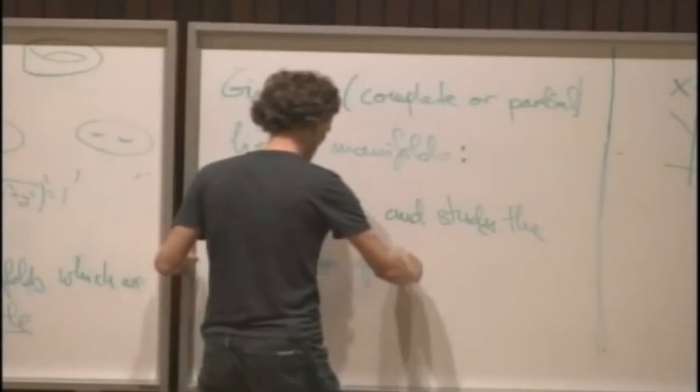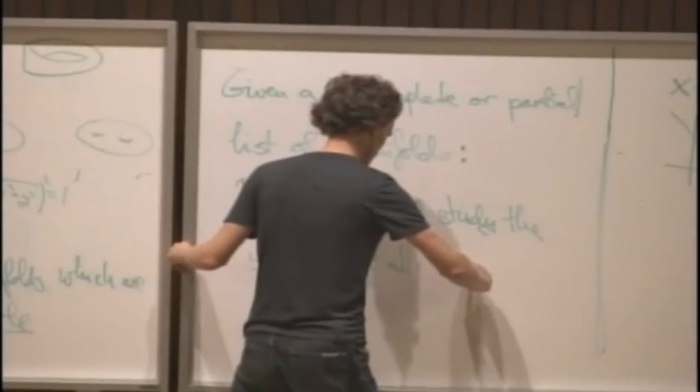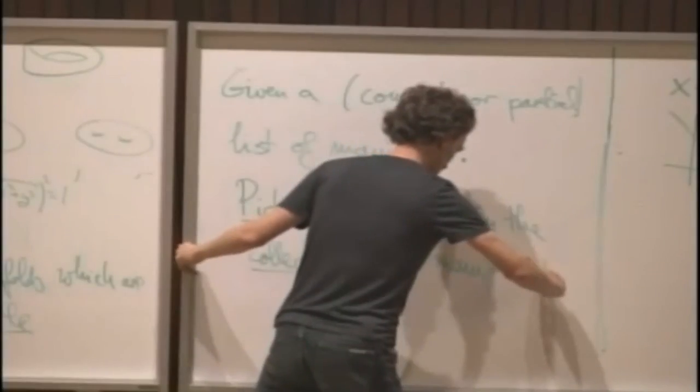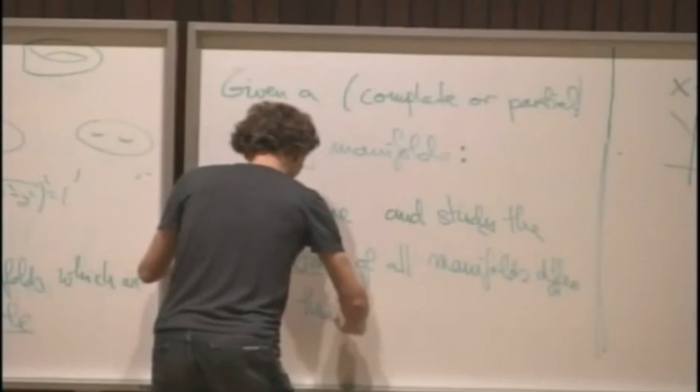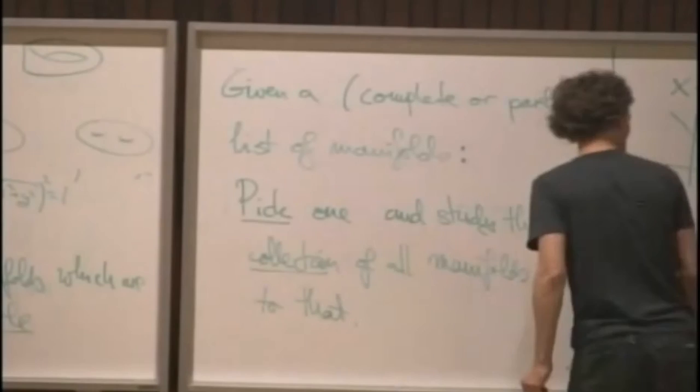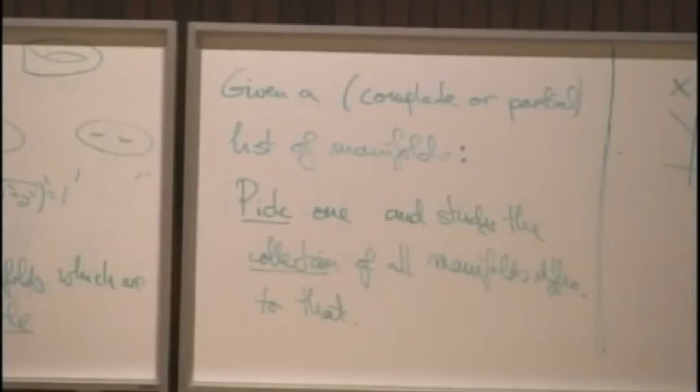The collection of all manifolds diffeomorphic to that. Well, there are many words I haven't explained. What do I mean by all manifolds diffeomorphic to that, and what do I mean by study? So let me try to give some examples. I won't say anything terribly precise in this lecture, but you can come to my next 2 lectures if you want something more precise.